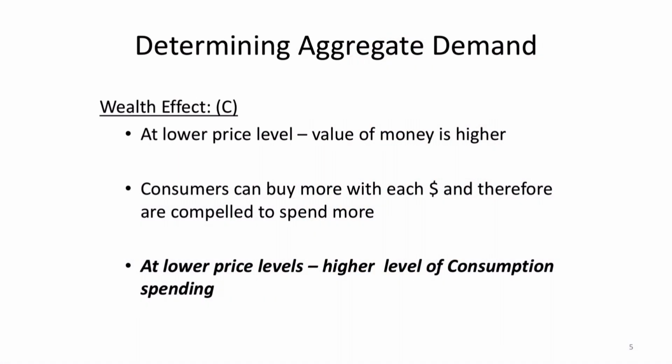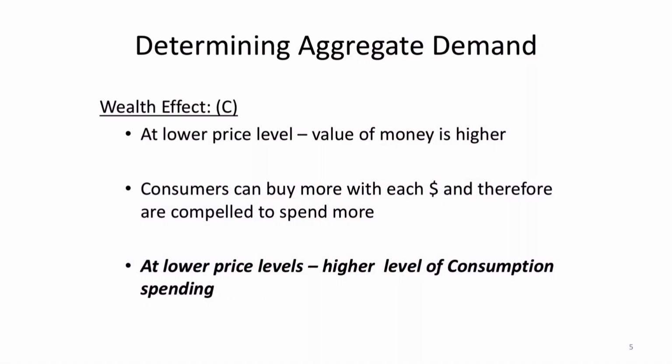A downward sloping demand tells us that at low price levels we have high demand, and at high price levels we have low demand. But in this case, we're talking about aggregate demand, so we're aggregating everything in the entire economy, the demand for all of our goods and services. We want to explain why we have this downward sloping aggregate demand curve, and this comes from specifically three effects.